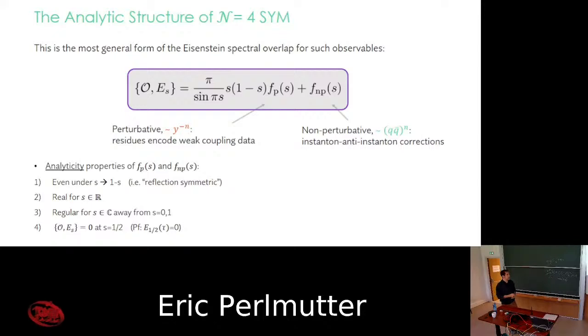with perturbation theory. In particular, these functions have to be even under s goes to 1 minus s, that is reflection symmetric. This is just the SL2Z symmetry of this object cast as the functional equation. They have to be real, otherwise the perturbative data won't be real. And apart from possible poles at s equals 0 and 1, they have to be regular functions. Morally, right? This thing can't have extra poles, otherwise you'd get funny powers of g in the perturbative expansion.